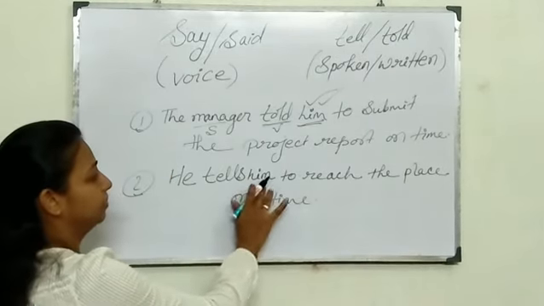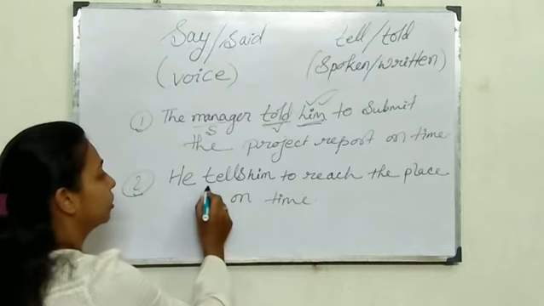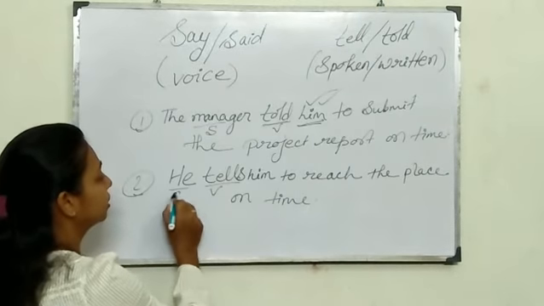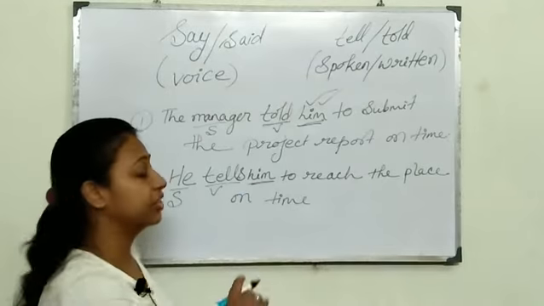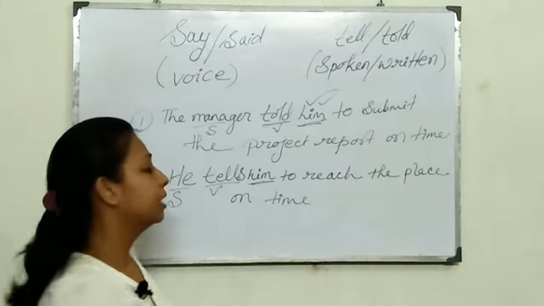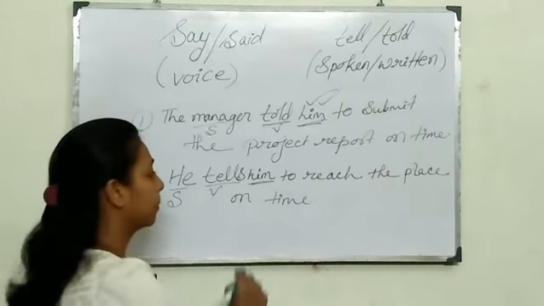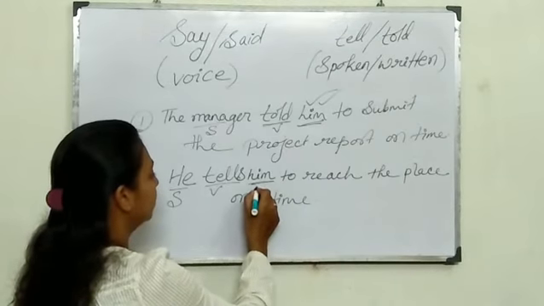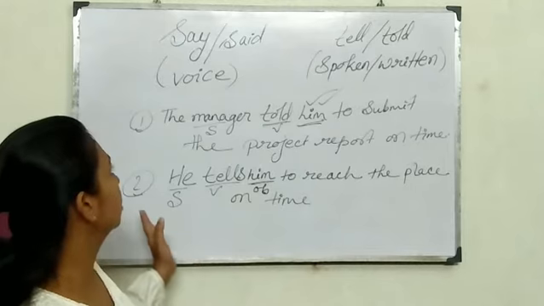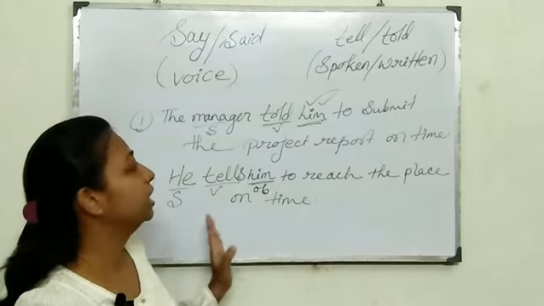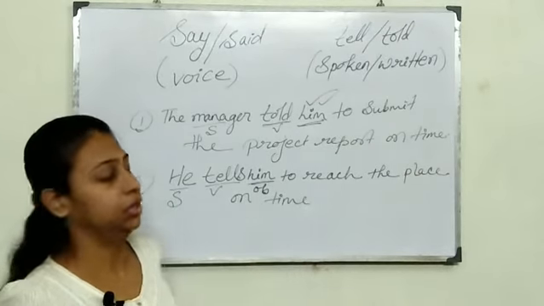Again, he tells him to reach the place on time. So tells is the verb, he is the subject. Now tells whom? Here the object is required. The receiver of the information is required. To whom is that being said? That is the object. So this was the basic difference between say or said and tell or told.